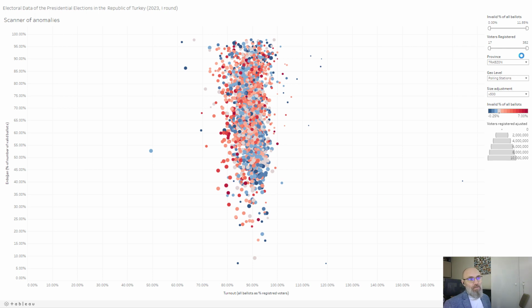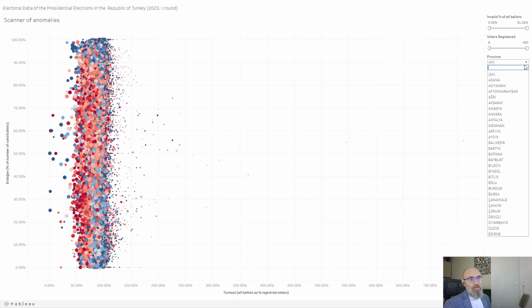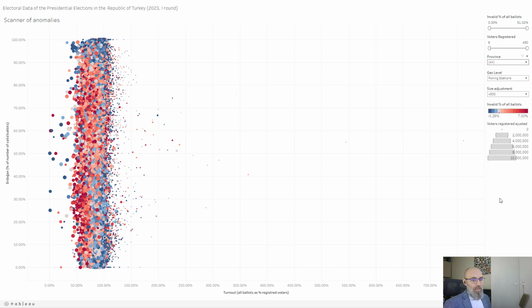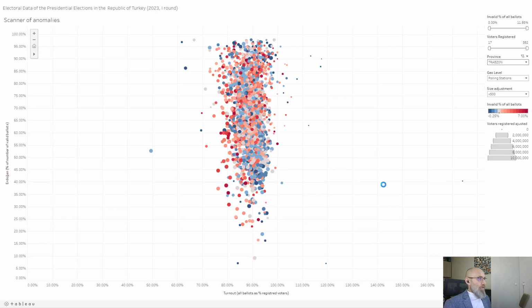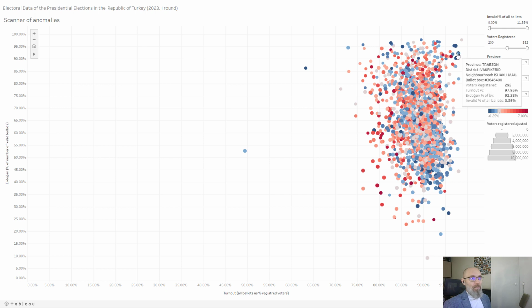It was a mistake. Okay, I'm going to travel. I travel back to Turkey, and I'm going to Trabzon. Trabzon. We are in Trabzon. I don't see a lot of problems here, but still, where are those small polling stations? I see these polling stations.